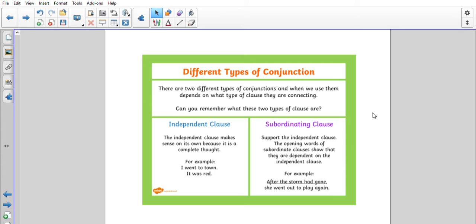Whereas a subordinating clause supports the independent clause. It doesn't make sense on its own. It's dependent on that independent clause. So if I look at the example, "after the storm had gone, she went out to play again." "After the storm had gone" doesn't make sense as its own sentence.